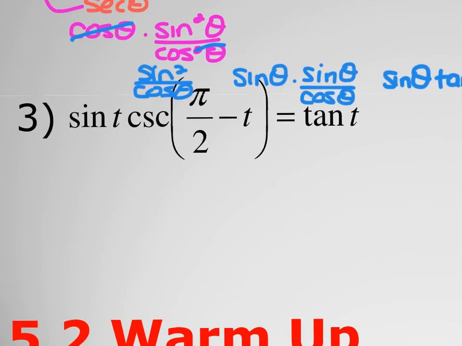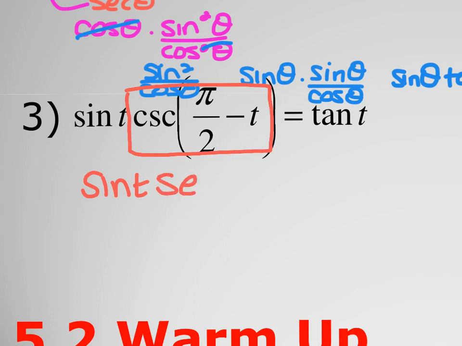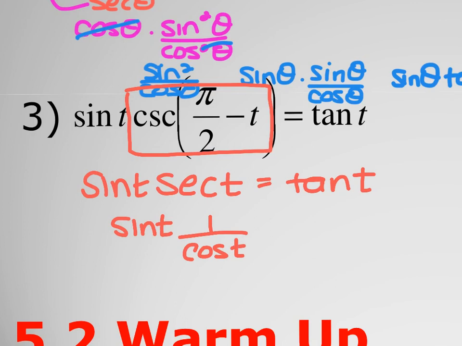Okay, number 3 says sine t times cosecant of pi over 2 minus t equals tangent of t. Again, the left side's a little bit more complicated, so I'm going to work that left side. This cosecant of pi over 2 minus t is one of your cofunctions. The one that matches that would be secant of t. And then sine is going to stay as sine, but secant becomes 1 over cosine. And then sine times 1 over cosine would be sine over cosine, which is tangent.